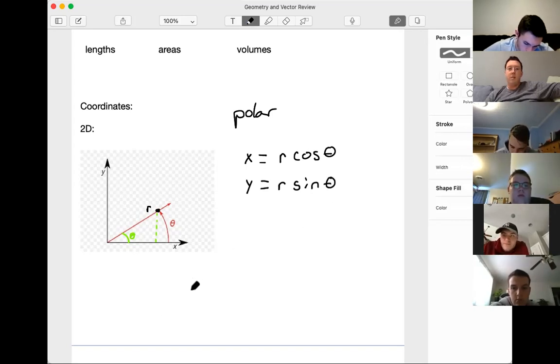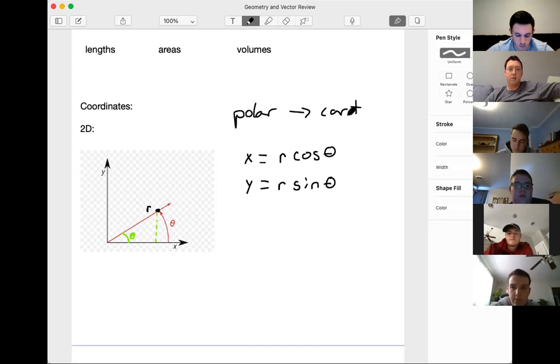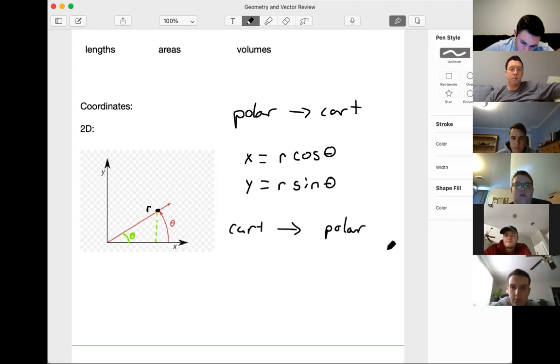Can you give me a thumbs up if that looks familiar from a previous course? Yeah, some people. Okay, let's go the other way. So this was polar to Cartesian. How do you go from Cartesian to polar? How would you do that?